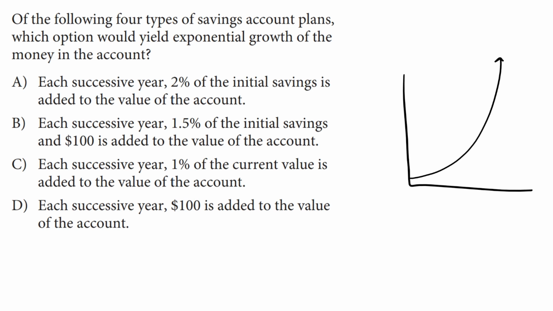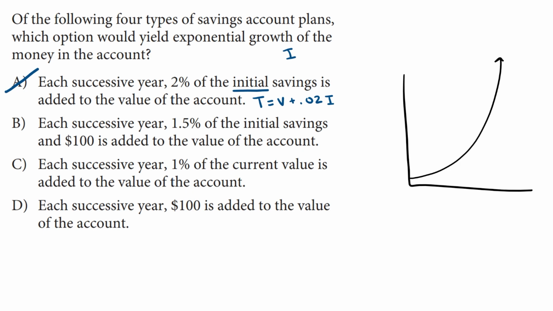So A says each successive year, 2% of the initial savings is added to the value of the account. So all that means is that whatever the initial savings is, we're adding 2% of that each year. So it's a constant amount, because if I represents my initial savings and V is my current value, then let's do V plus 0.02I. That's going to be my total every year, my current value plus 2% of my initial savings. So this is not going to yield exponential growth.